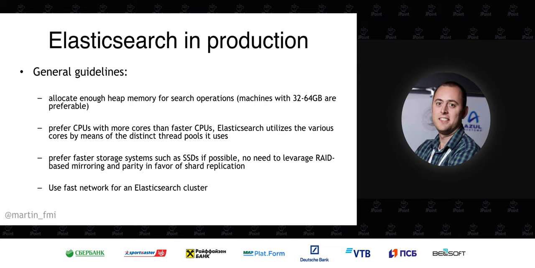Also, and that's really a general guideline for many applications, but it also applies to Elasticsearch, we need to prefer running Elasticsearch on faster storage and make use of SSDs if possible. No need to leverage RAID-based mirroring and parity in terms of shard replication, because the clustering mechanism in Elasticsearch is robust enough to provide us with failover capabilities. And also, of course, if we run an Elasticsearch cluster, we should prefer using a faster network.